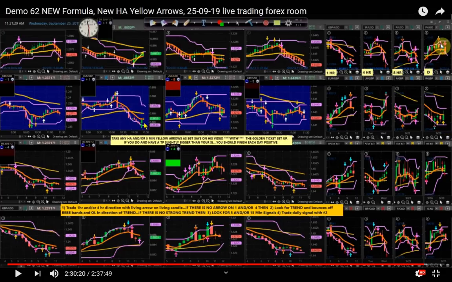Down, bounced off the orange. Next time it went through to the BB band, bounced off the BB band, then went down through the BB band. Great cracking trade there.